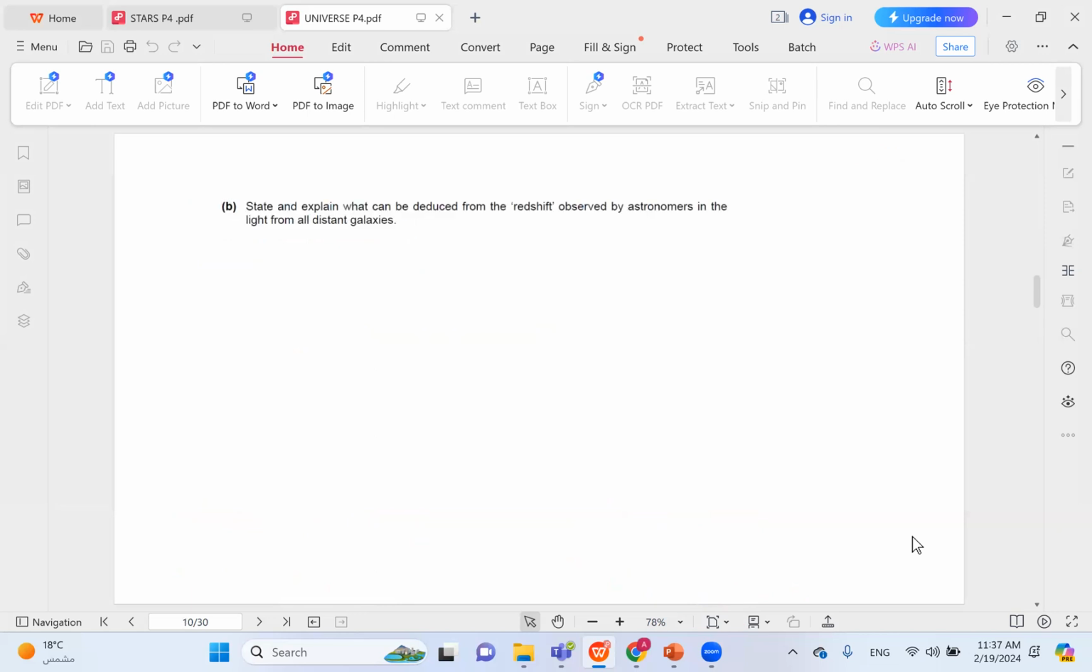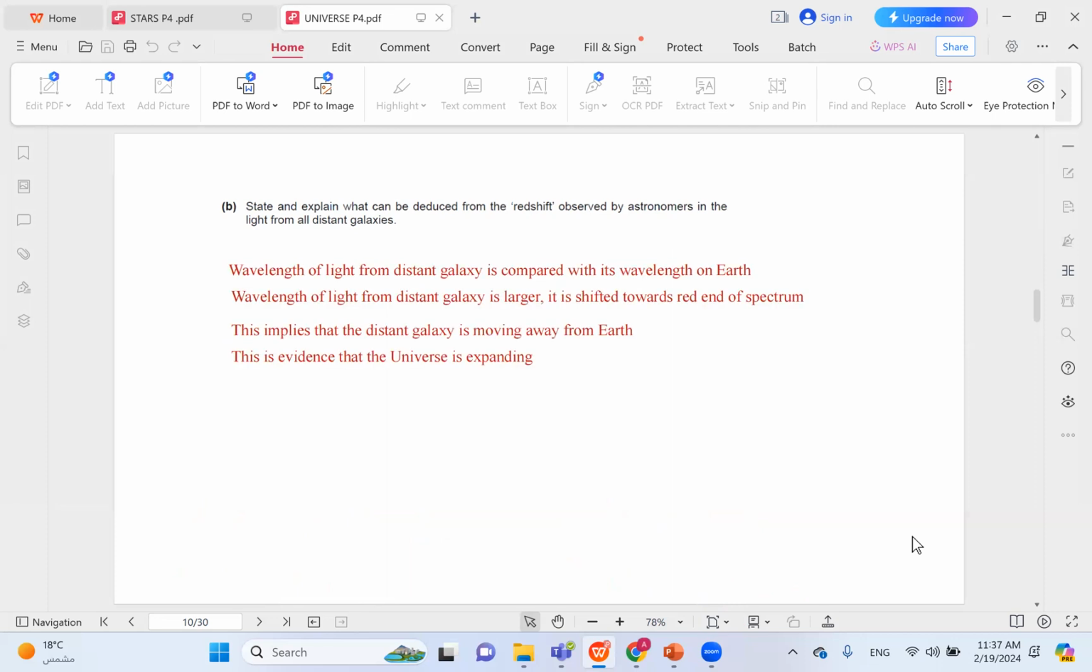State and explain what can be deduced from the redshift observed by astronomers in the light from all distant galaxies. Again, it's a third way of asking the same question. Here we have a more detailed explanation.